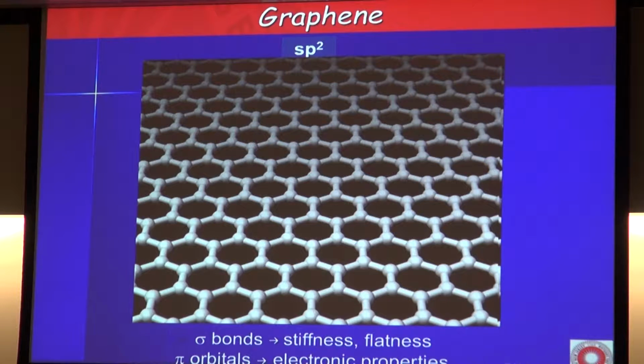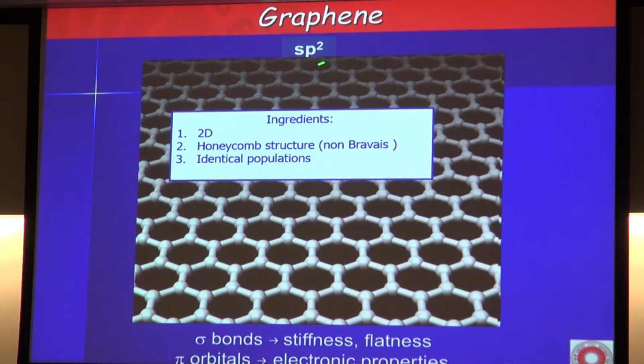So we have an electron that is wandering on the sublattice, and its properties are controlled by the geometry of this lattice. Now, there are 3 ingredients that go into the electronic properties of graphene. The fact that it's 2-dimensional, the fact that the structure is honeycomb, and the honeycomb structure is not a Bravais lattice.